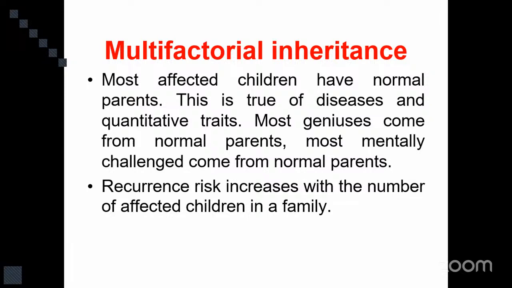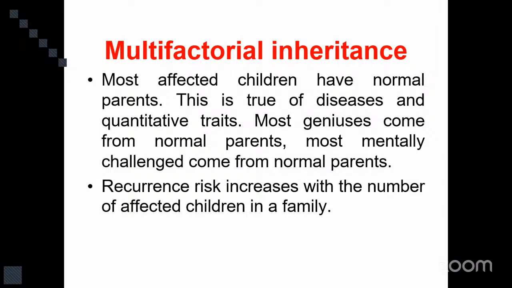Okay, so most affected children have normal parents. In fact, because of the normal parent, that is why we feel that we are okay. Everybody will say, I'm good. Everybody is good. And that's why you can see very handsome man, very beautiful woman. By the time they get married, then they will have a child, a child that may be affected with any kind of trait, including multifactorial traits. So that's why we say oftentimes, they are actually having normal parents. Most geniuses come from normal parents. Most mental challenges come from normal parents. So it's the same kind of scenario.